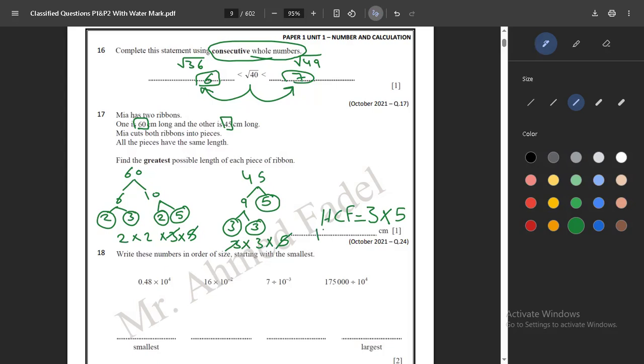So what is it going to be? It is going to be 15. Let me just now write highest common factor. Now I need to write over here 15 centimeters. This is the answer, finding the highest common factor between 60 and 45.